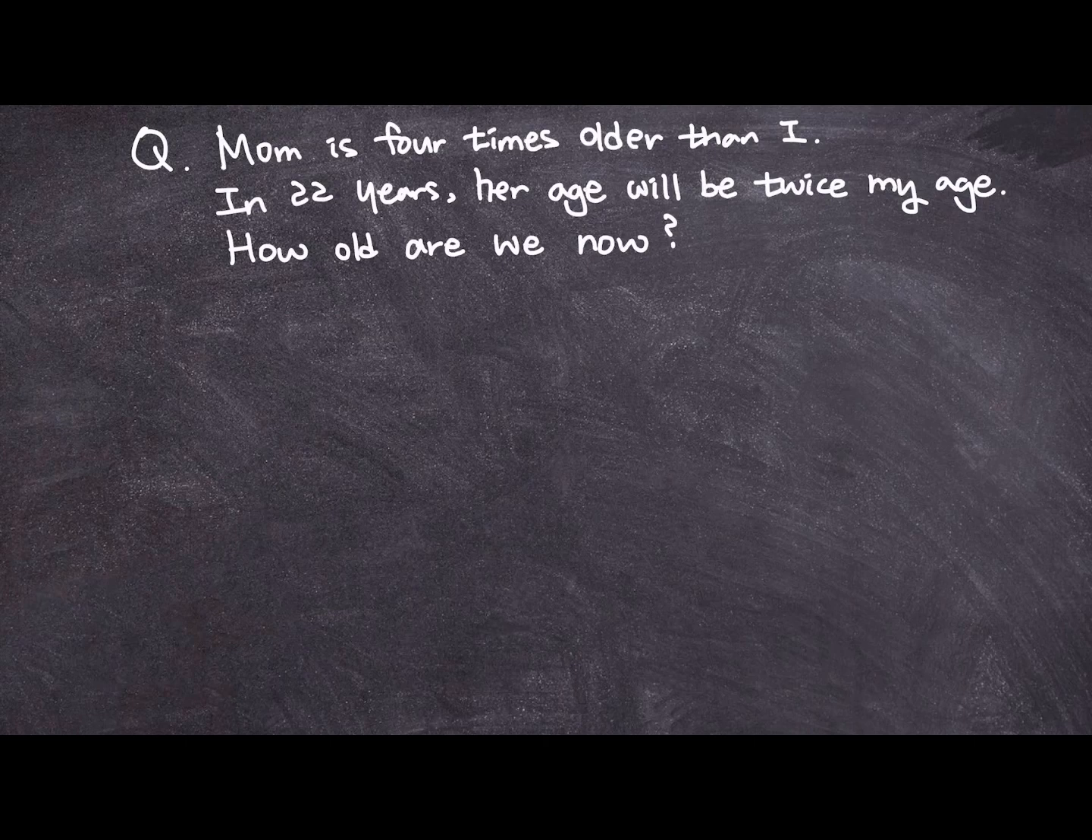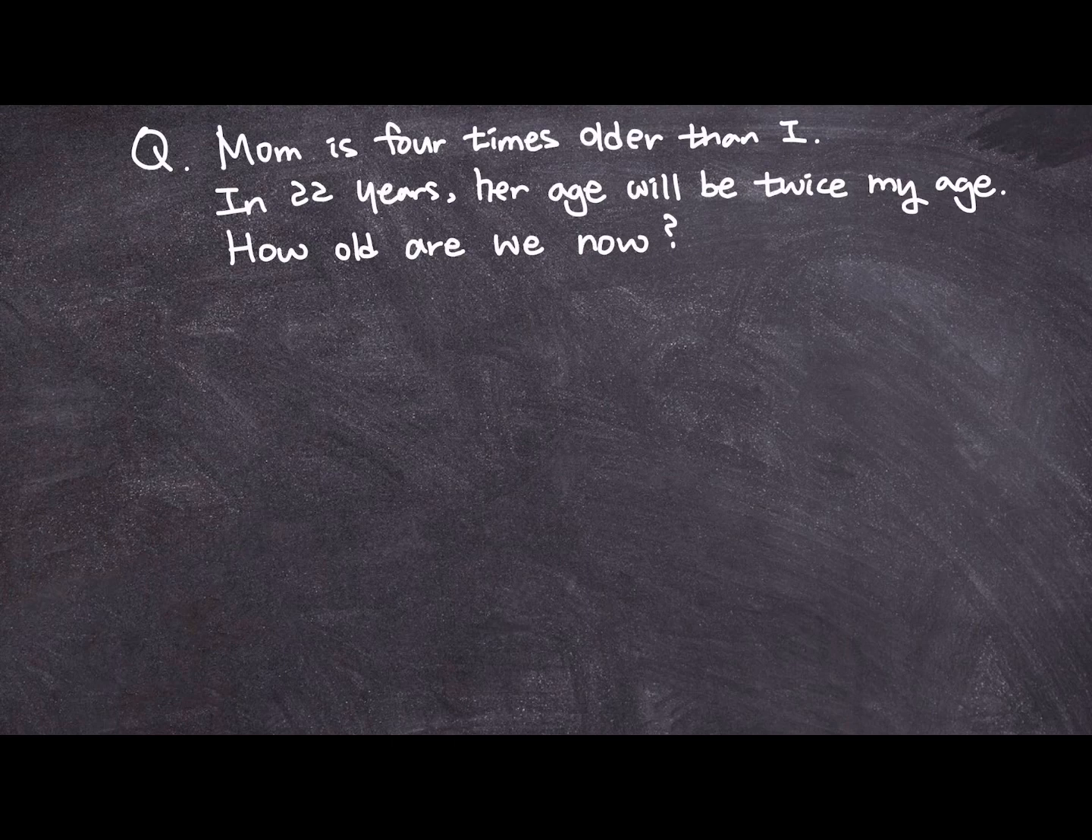Now the question says, Mom is 4 times older than I, and in 22 years, her age will be twice my age. So in 22 years, she'll be only 2 times older than I. So how old are we right now? The answers are all in the question. You have to read the question carefully and set up an equation or equations from the word problem.